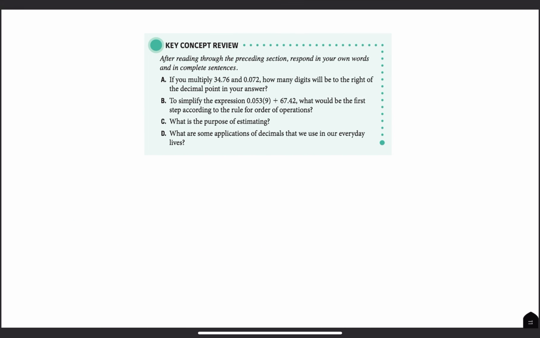So let's review some of the key concepts here. A. If you multiply 34.76 times 0.072, how many digits will be to the right of the decimal point in your answer? Well, we can count up how many are in the factors. 1, 2, 3, 4, 5 total. So there should be 5 digits to the right of the decimal point.